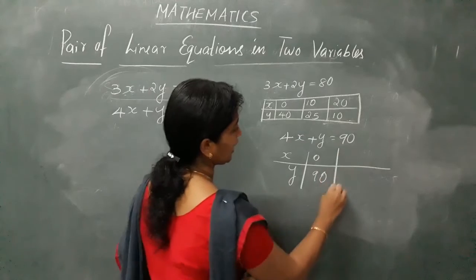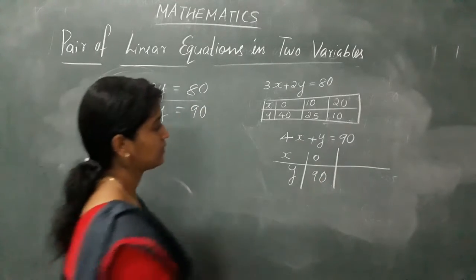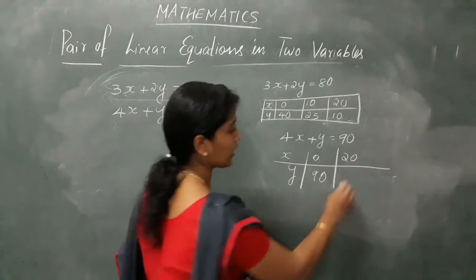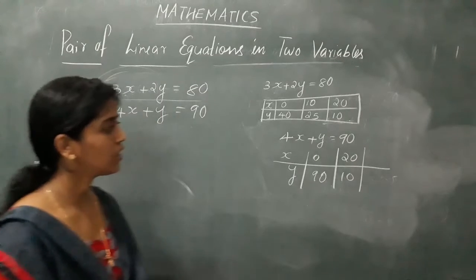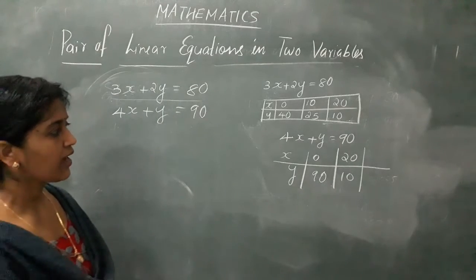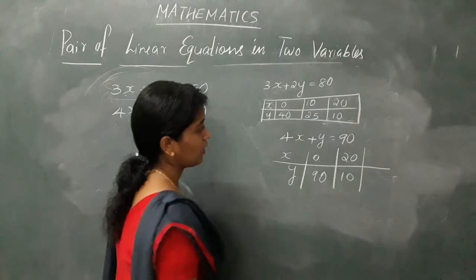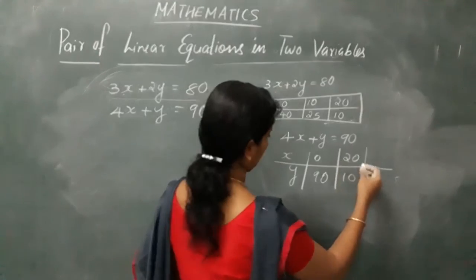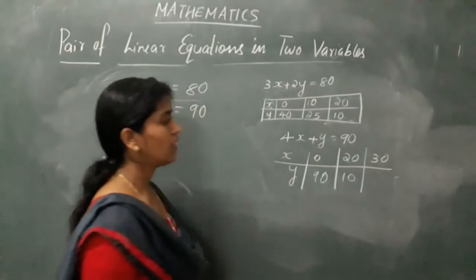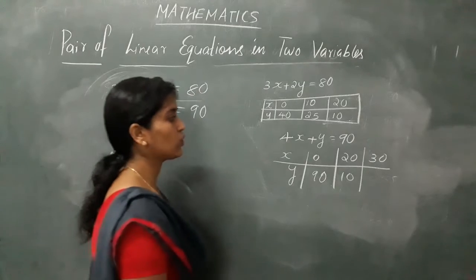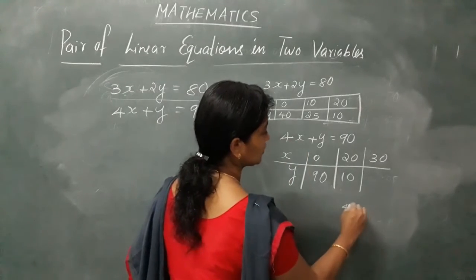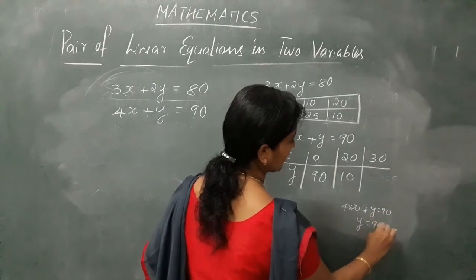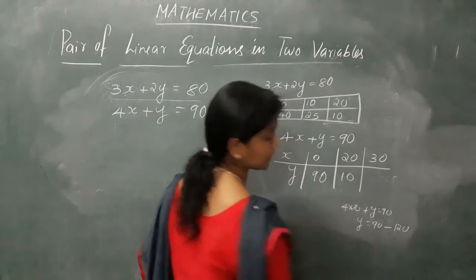Clear? Now again, I am going to give x value as 20. So I get y value as 10. Clear? Now I am going to give x value as 30. So I get y value, it is 4 into 30 plus y is equal to 90. So I will get y is equal to 90 minus 120.